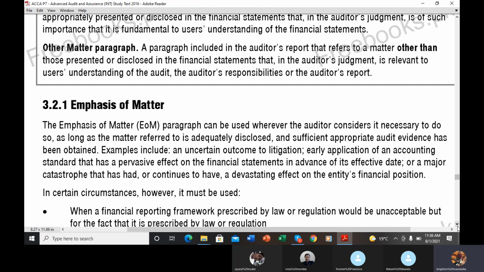Such a paragraph is added to indicate a matter which is disclosed appropriately in the notes forming part of the financial statements, that the auditor considers is fundamental to the users' understanding of the financial statements.